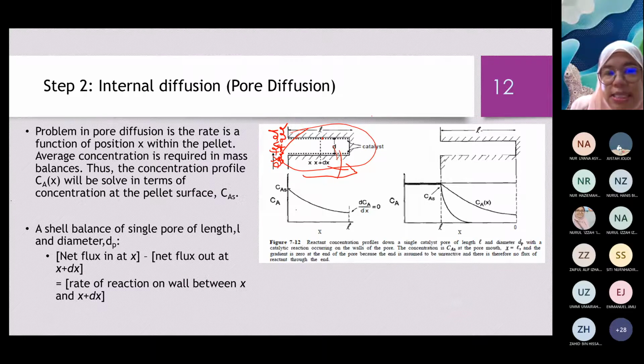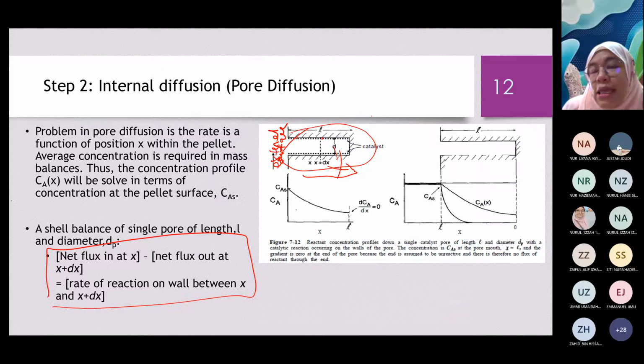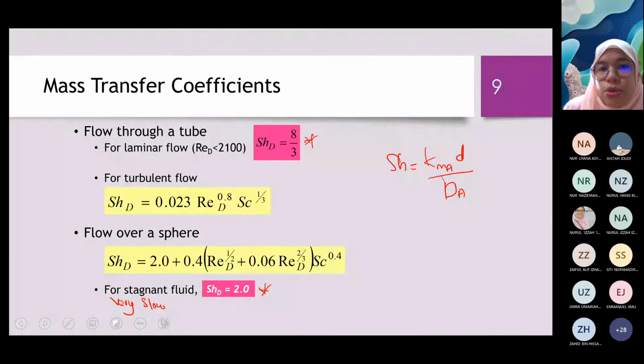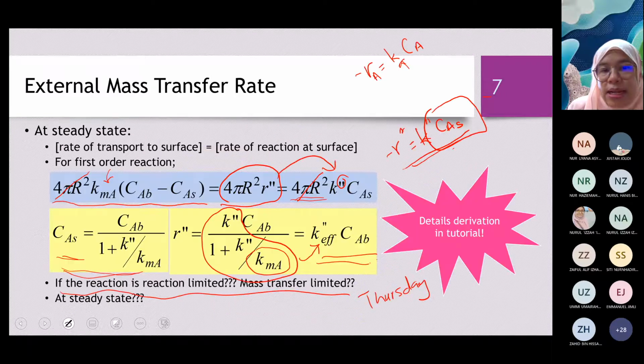So this is the shell balance: net flux in at x minus net flux out at x plus dx. It becomes more complicated for this part. This part is actually very complicated. So that's why you just need to know the theory on how pore diffusion occurs. We will not be involved with the calculation. For step one, yes, you need to know how to calculate the mass transfer coefficient, and by using this value, later you will insert it into this equation for the external mass transfer reaction.